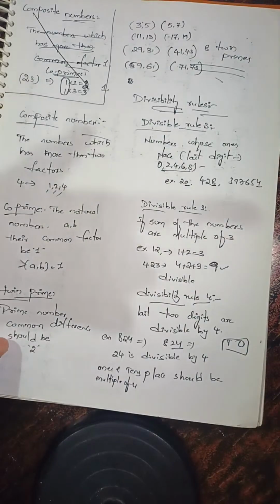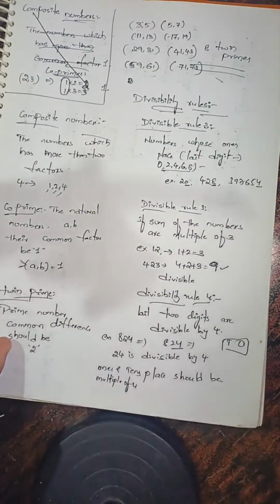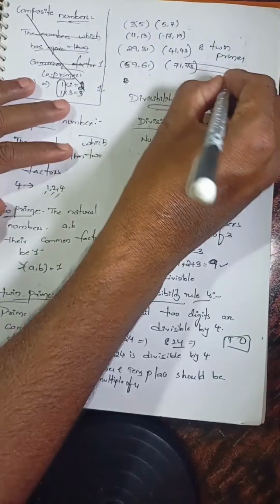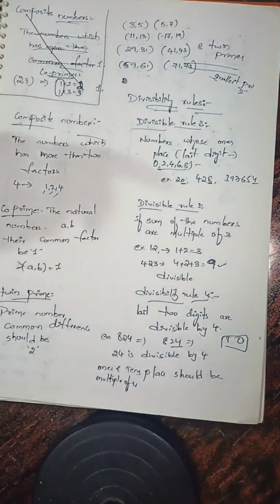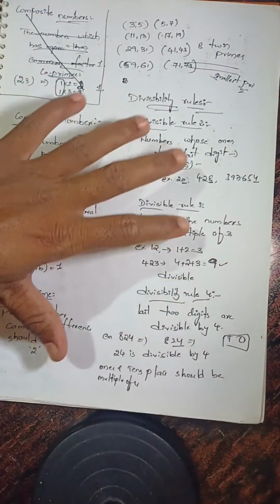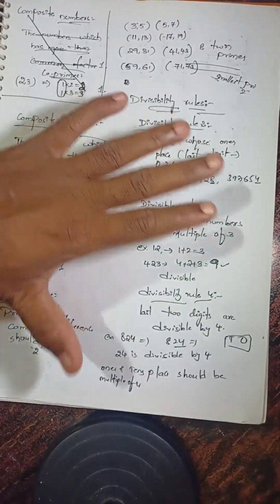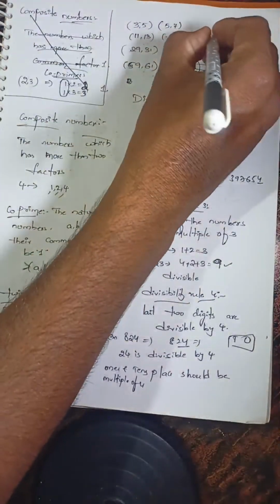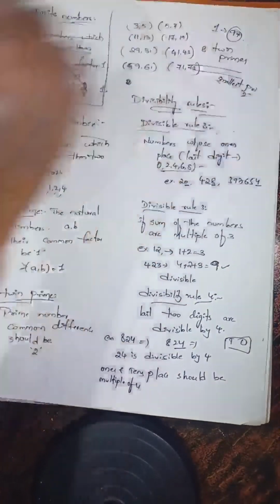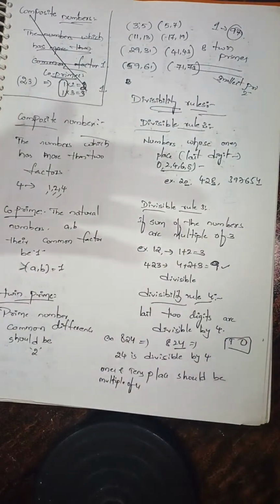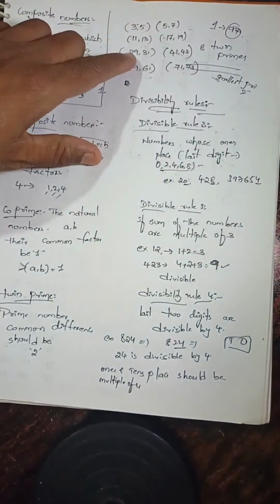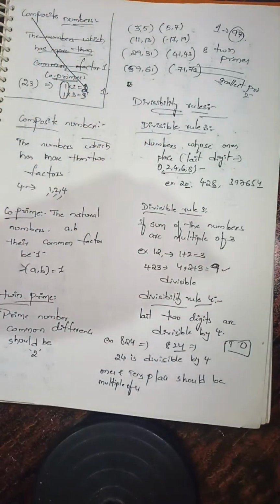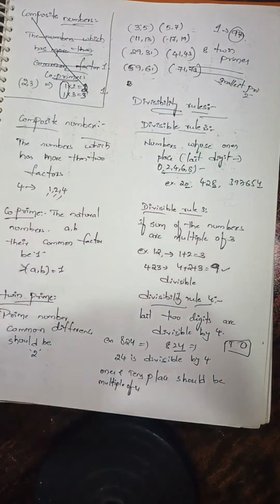They may ask the question directly: which is the smallest prime number? The smallest prime number is 2. They may ask how many prime numbers we get between 91 and 100. Only one prime number, that is 97. They may ask how many twin primes are there between 1 and 100. Totally 8 twin primes. You can write the answer directly.